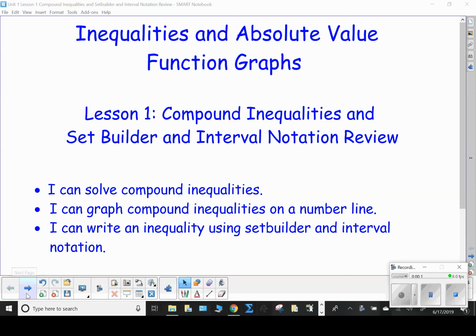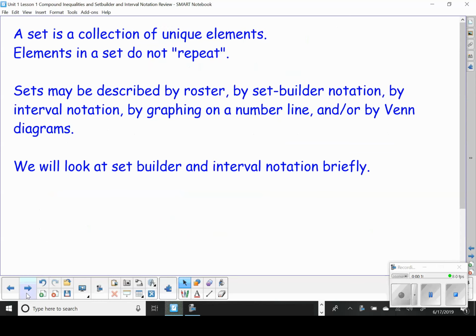notation. Without further ado, a set is a collection of unique elements. Elements in a set do not repeat. So if you're asked to list a set of elements, don't put a number in there twice. Sets may be described by roster, by set builder notation, by interval notation, by graphing on a number line, or by Venn diagrams. We're going to look a little closer here at set builder and interval notation. Roster is just when you list everything.